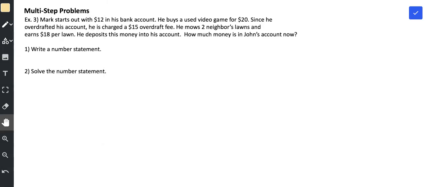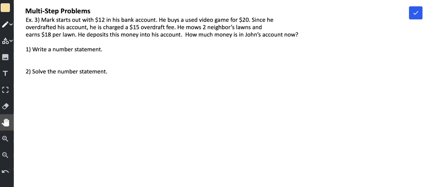So let's go ahead and read this. We're going to read this twice, and we're going to highlight the positive values first, and then I'm going to read it again and highlight the negative values in red. So Mark starts out with $12 in his bank account. So that's positive. So I'm going to color that with this yellow color. So $12 in his bank account.